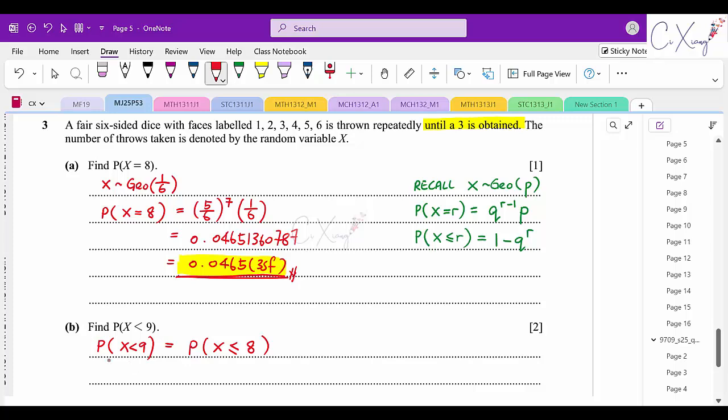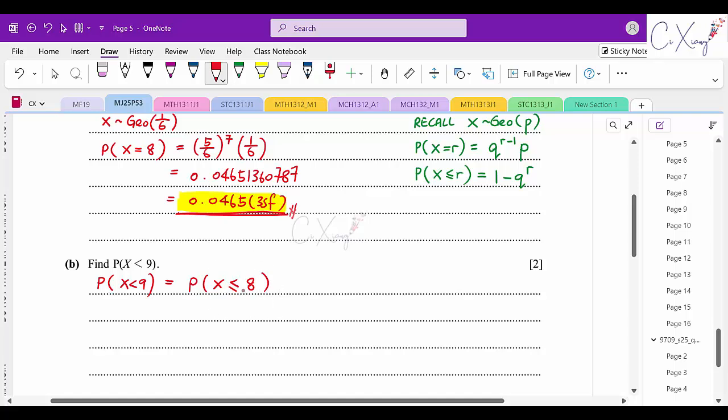Because geometric distribution is a discrete random variable, therefore all the values of x usually are integers. So smaller than 9 also has the same meaning as x smaller or equal to 8. And to calculate the probability here, you can just take the shortcut formula 1 minus q power r. So q will be 5 over 6, then power r means power 8, because x smaller or equal to r, right? So r here is the 8.